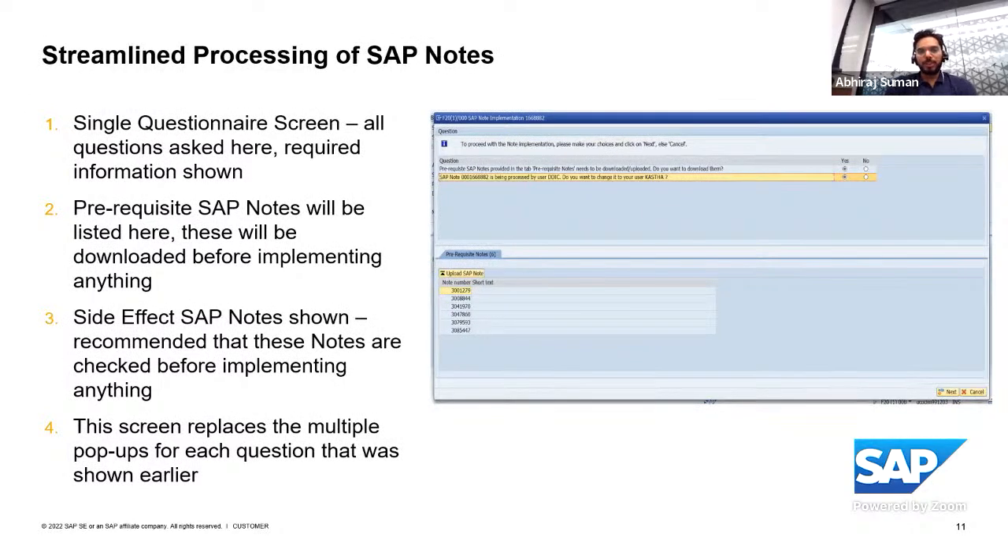Now let's come to the implementation part. During the implementation, we have streamlined processing now. As we mentioned in the beginning, there was a complaint that a lot of pop-ups come across. So now we have changed it to a single questionnaire screen, which means that all the decision making has to be done in the first screen itself, and based on the user selection, the next steps in the note implementation will be done. The prerequisites will be displayed here itself and the user will be asked to download them. Once the user confirms everything, the next steps will be taken.